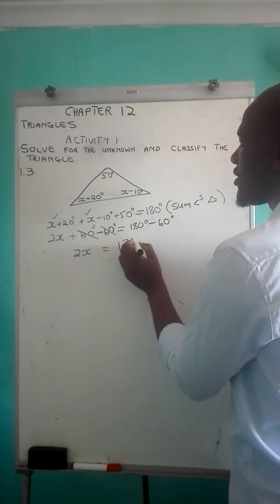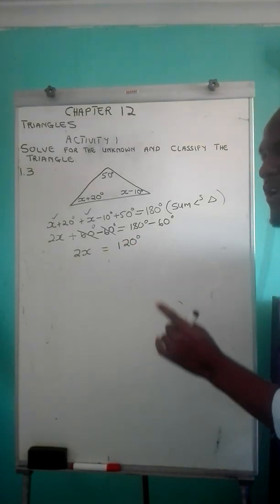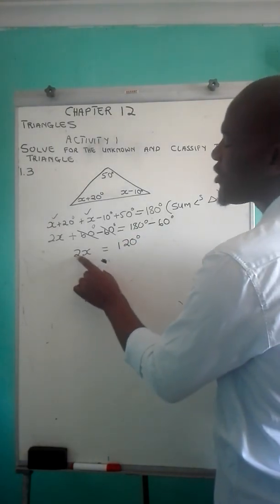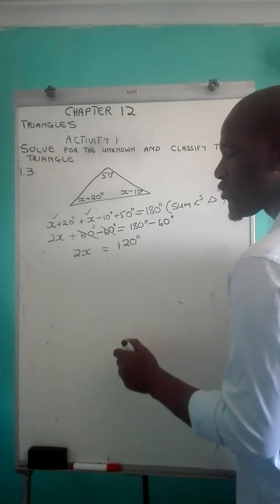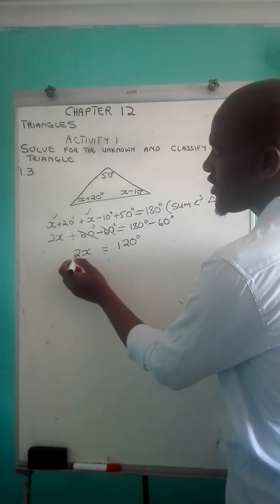It's 120. Now what I need to do, I don't want 2x. This is 2 times x. What is the opposite of multiplication? It's division.